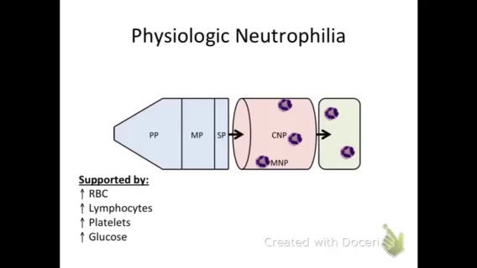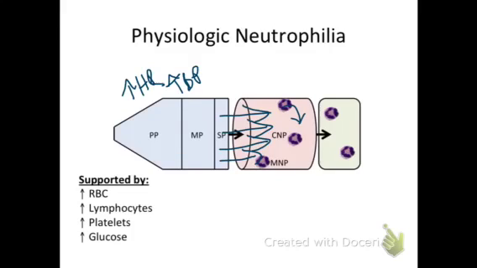Catecholamines that are released with a physiologic or excitement response cause an increased heart rate and also increased blood pressure. And these result in increased blood flow through the blood vessels. This increased blood flow physically washes the neutrophils from the marginal pool into the circulating pool.